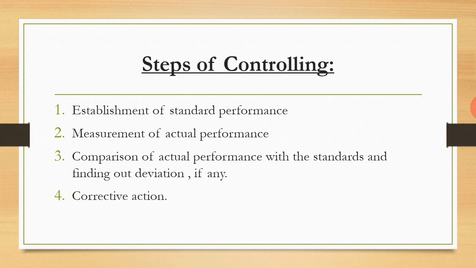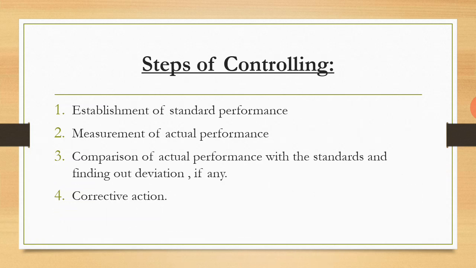Steps of controlling. There are 4 steps. First, establishment of standard performance. We will set the standard. For example, we have set the standard that we are going to produce 1,000 units in a month. Second, measurement of actual performance. We will measure the actual output. Actually, we have produced 800 units.